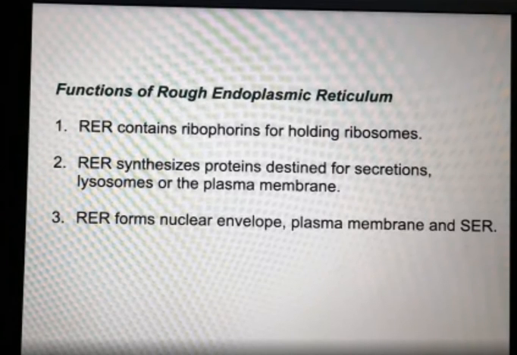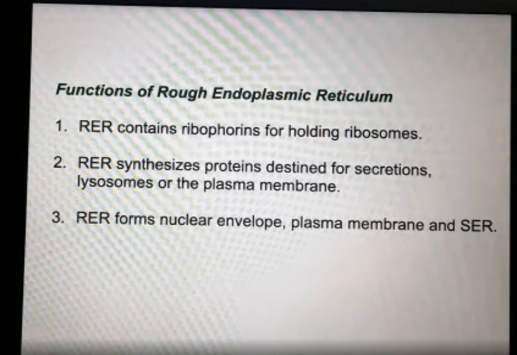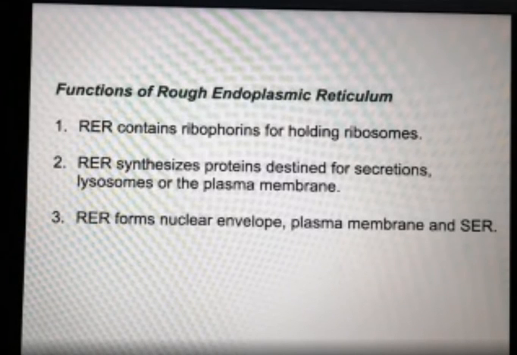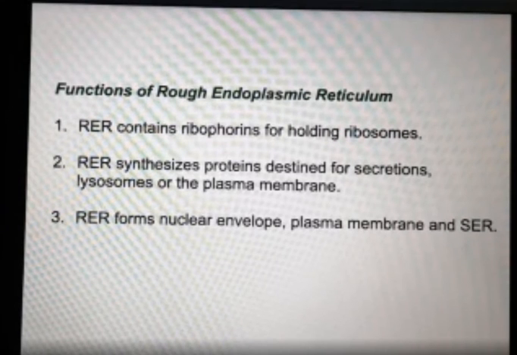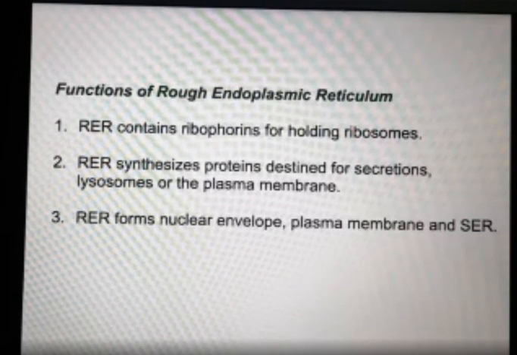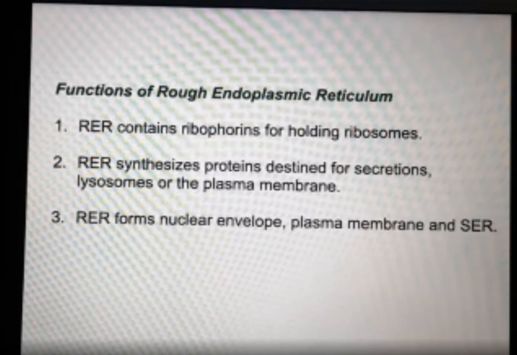Then, the function of the endoplasmic reticulum: again, the rough contains the ribophorins for holding the ribosomes. Then rough endoplasmic reticulum synthesizes proteins destined for secretions, lysosomes, or the plasma membrane. And the rough endoplasmic reticulum forms the nuclear envelope, plasma membrane, and the smooth endoplasmic reticulum.